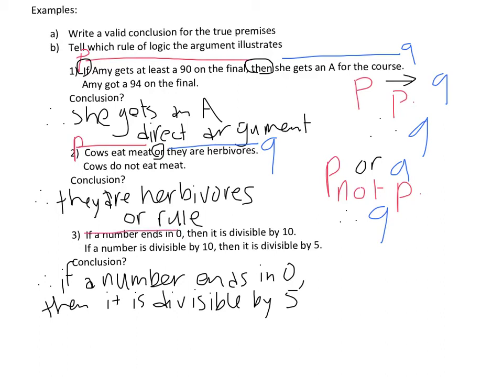So this is like our P. If a number ends in 0, then it is divisible by 10. Okay, and then the next part's the Q. If a number is divisible by 10, then it is divisible by 5. So that's like our R.